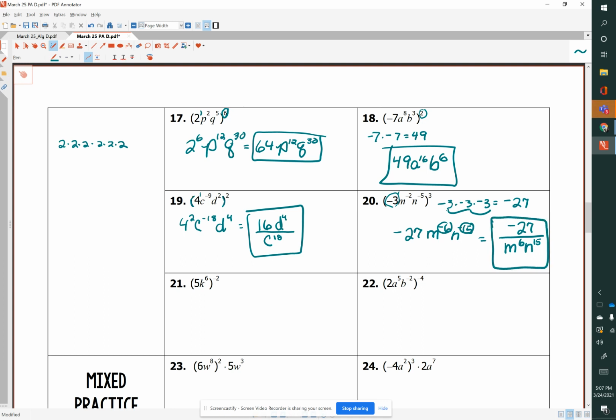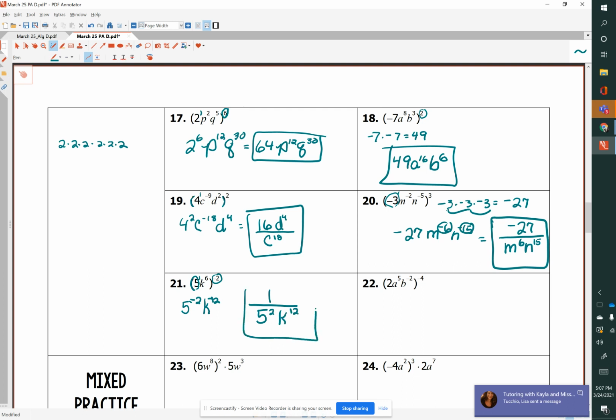Number 21, we have 5, and that 5 is raised to the first power, so it's 1 times negative 2. So that would be 5 to the negative 2 power. k, 6 times negative 2 is negative 12. And all of that is going to have to go in a denominator under 1. So 1 over 5 squared k to the 12th.